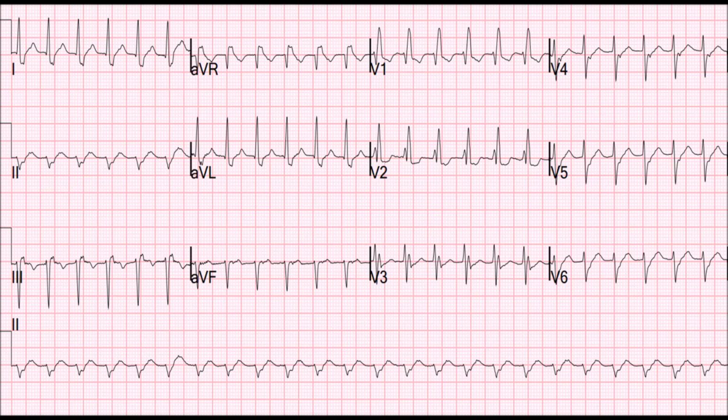So when they monitor on telemetry on the ward, what do they monitor on? They usually monitor lead 2. If you have a single lead on any EKG, it's always lead 2, because that's where you can see your P wave the best.